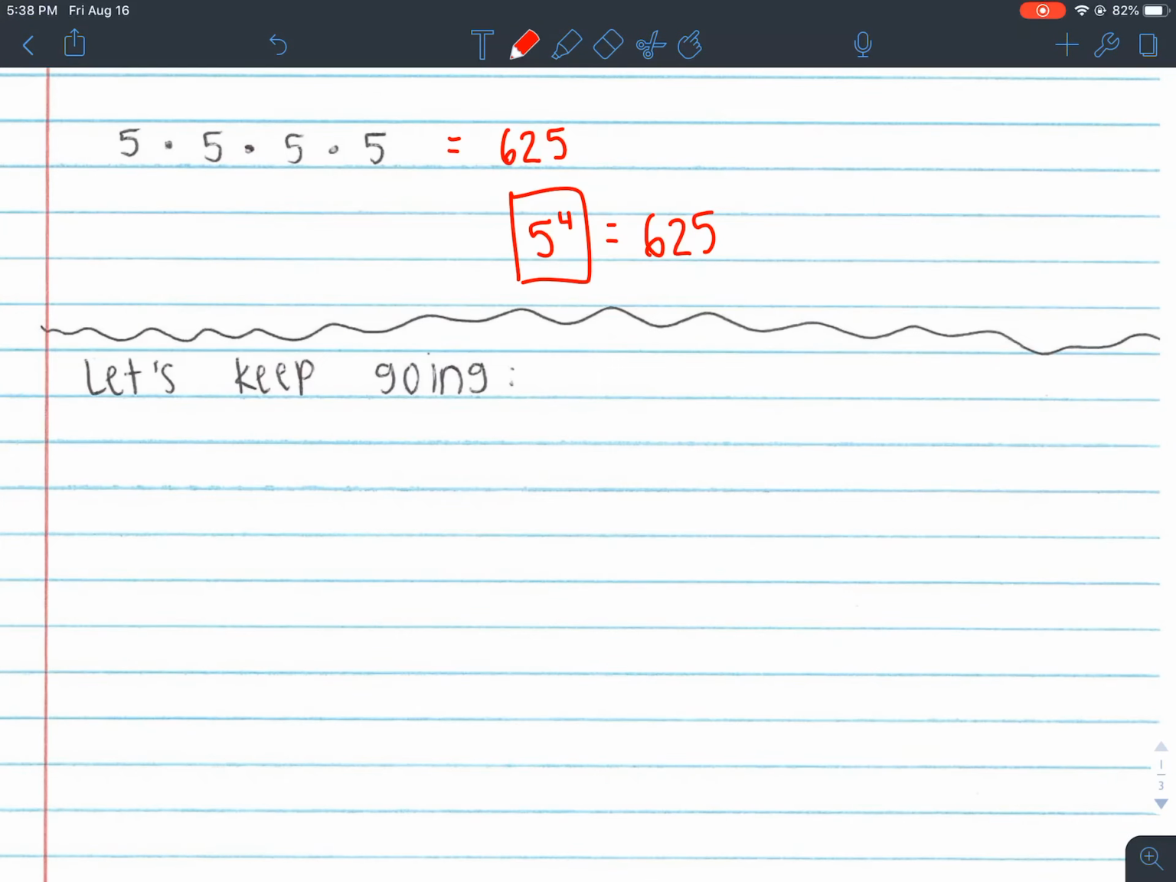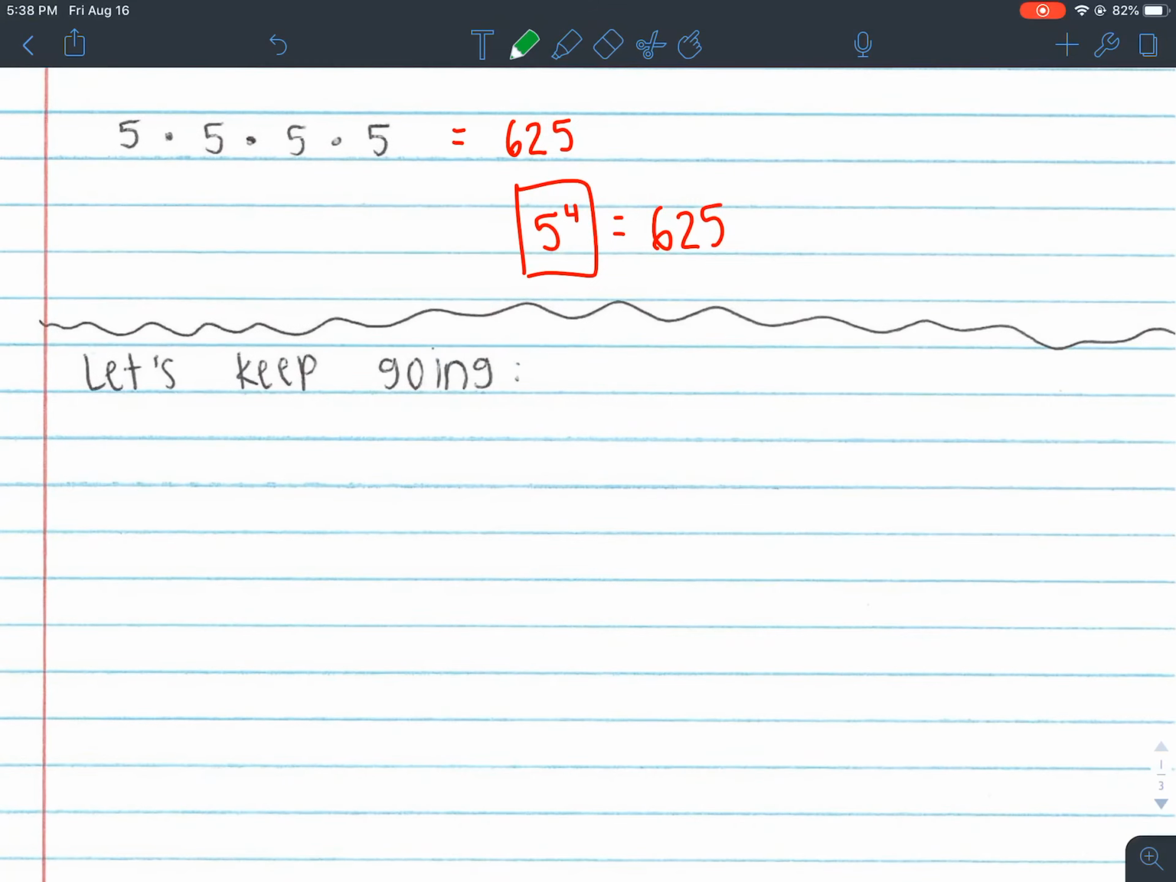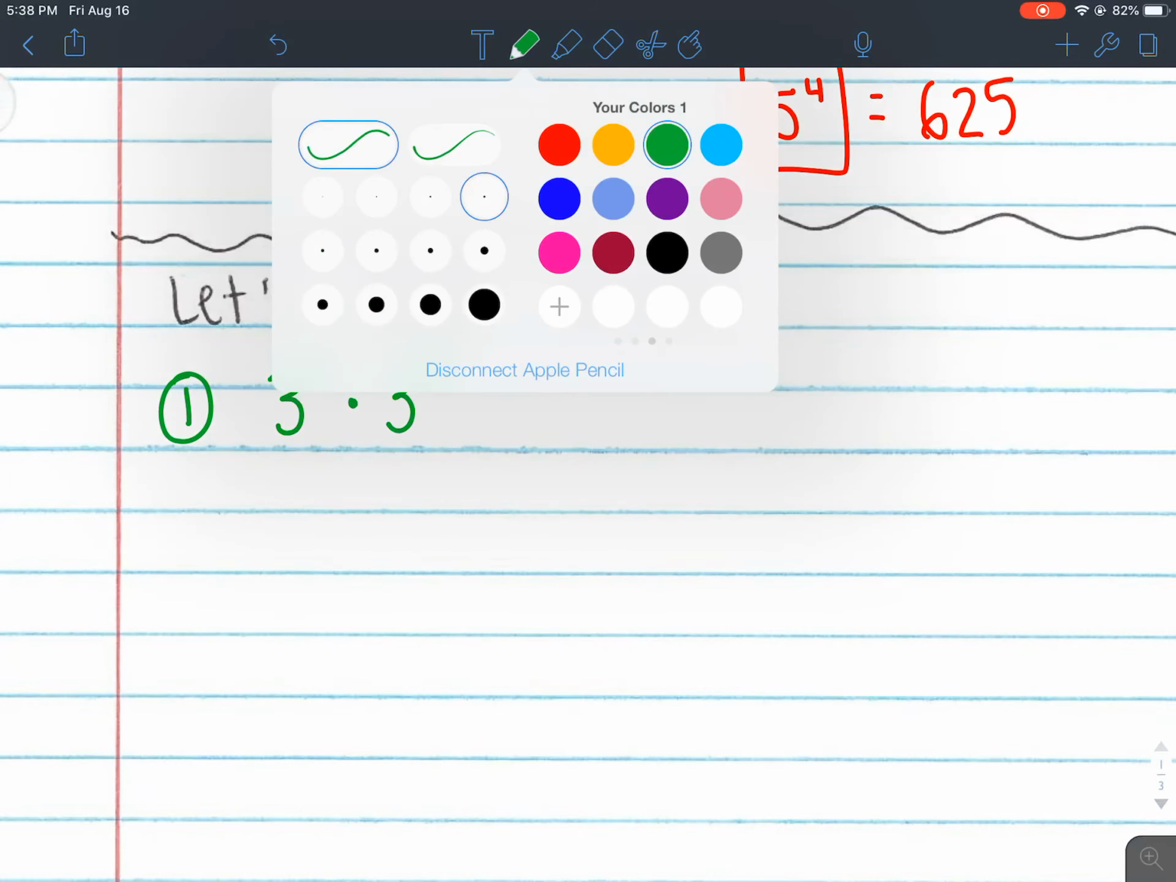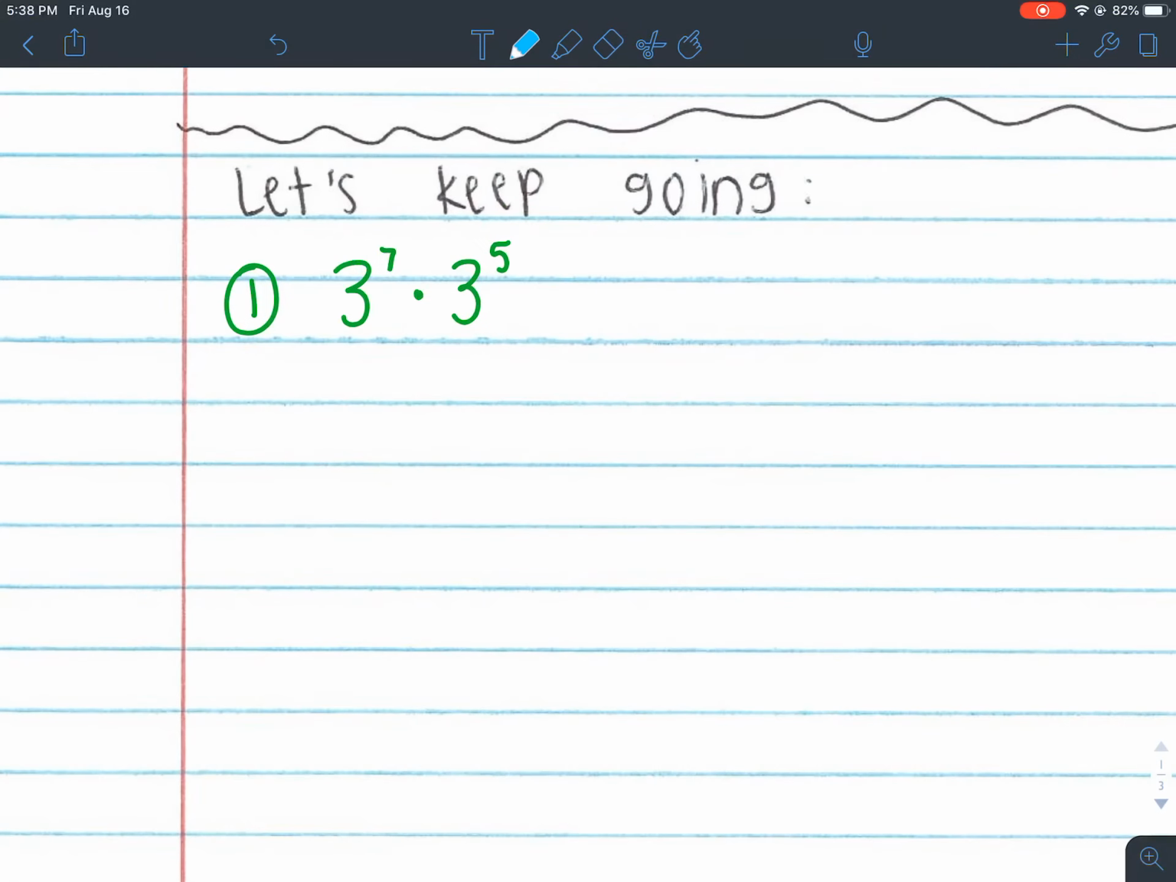So let's keep going. I'm going to do some examples with you, and then we'll keep building and building until it gets a little bit more challenging. All right, so number 1. Let's make this a little bit harder, and move it up a notch, right? So we have 3 to the 7th times 3 to the 5th. Okay, 3 to the 7th. What does 3 to the 7th mean? That means I have 3 times itself 7 times.